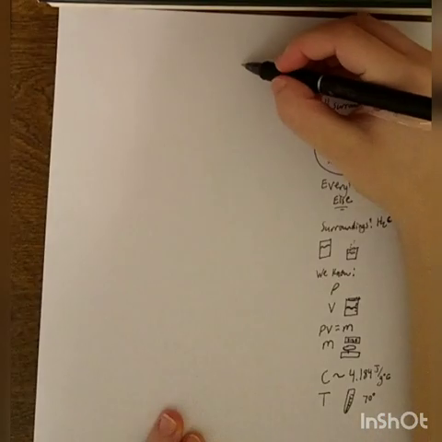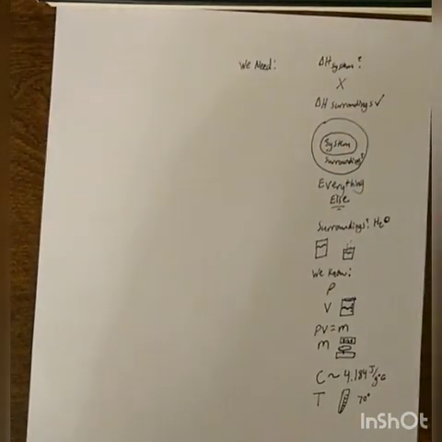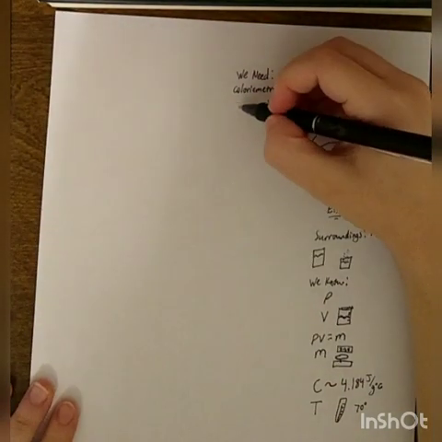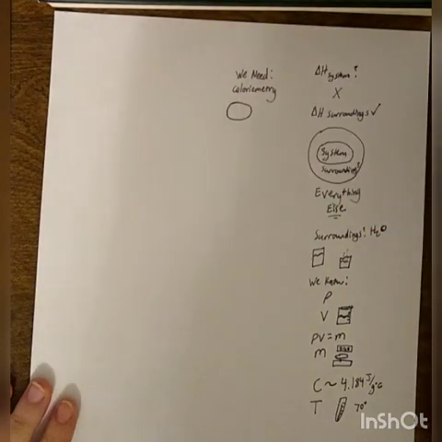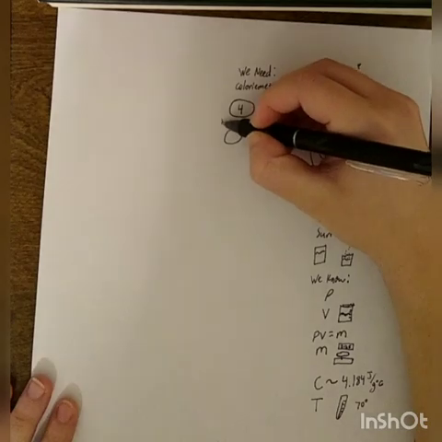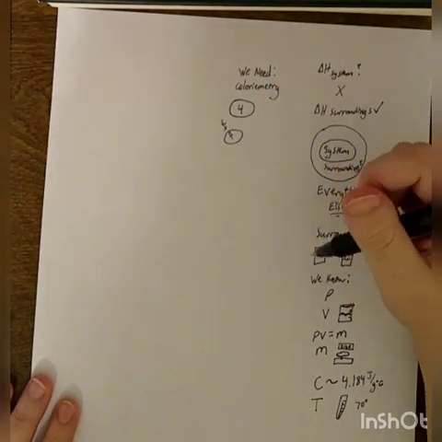So, how will we do calorimetry at home? Well, we need 4 things. We need an insulated unit for the inner surroundings.